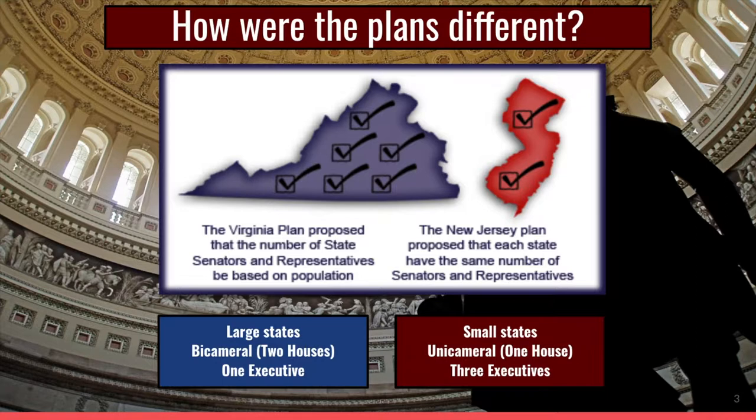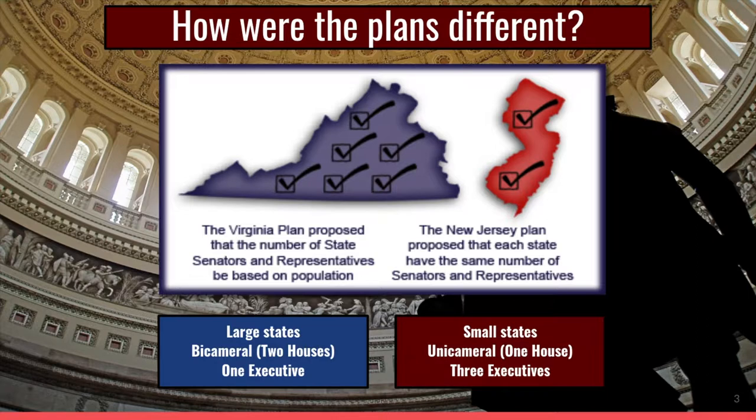The New Jersey plan did favor the small states. They only wanted one house. They wanted that house to be based on equality between the states. And they wanted to have three people in charge, not one, because they did not trust one person to be in charge. So, if you're making an argument here, the Virginia plan was probably setting up a government that was somewhat more powerful than the New Jersey plan.